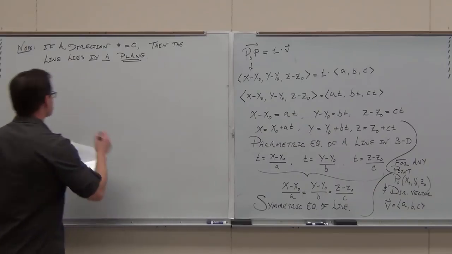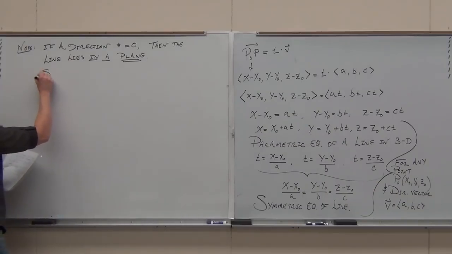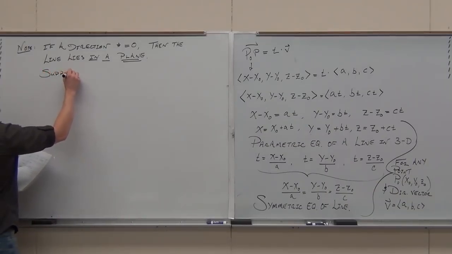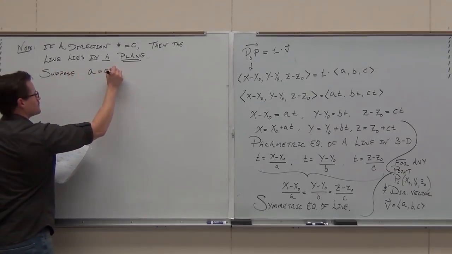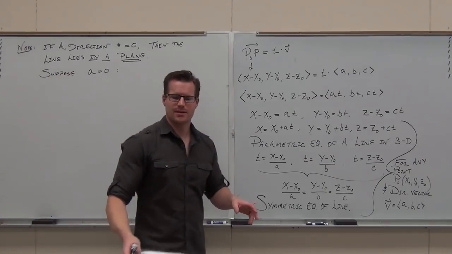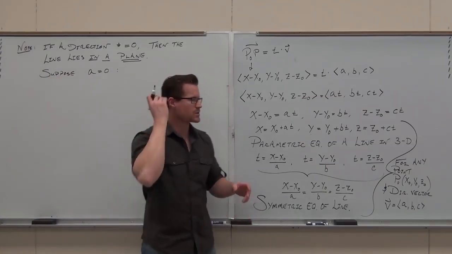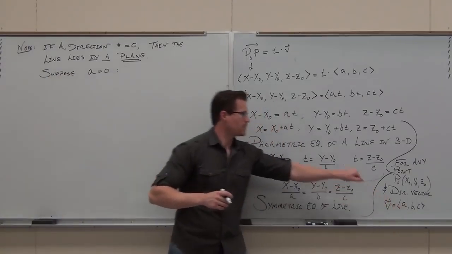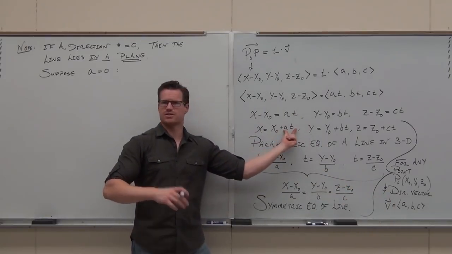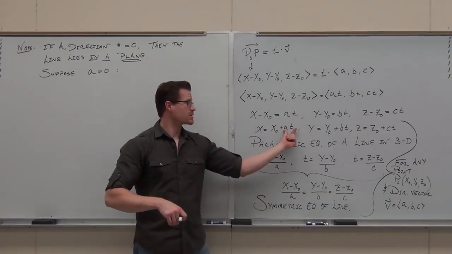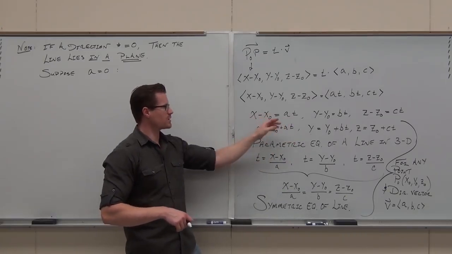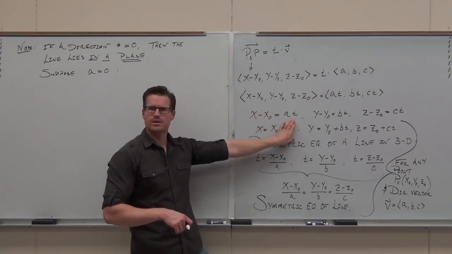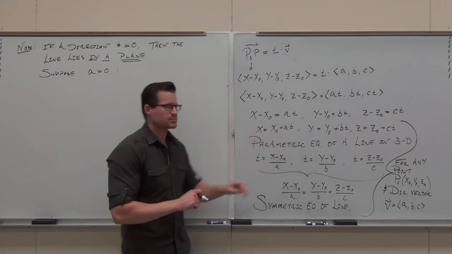Let's just say that A is 0, okay? So 0 means this piece is 0. 0 times a number, I don't care what it is, is 0. So what that means is that x would equal x sub 0. You can do it here, but this is easier. X would equal x sub 0. Does that make sense to you?